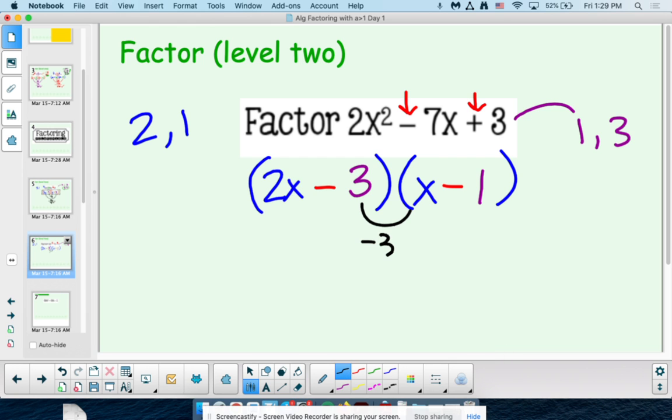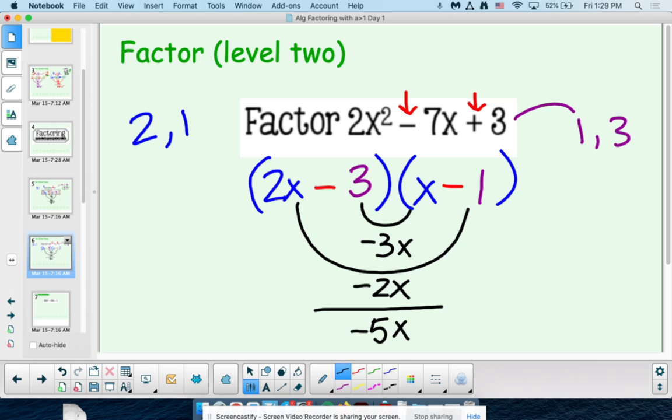Negative 3 times x is negative 3x. 2x times negative 1 is negative 2x. Combine them together for a negative 5x. Is that what we wanted? No, we wanted a 7x. So now we know, folks, we have to switch out our 3 and our 1.